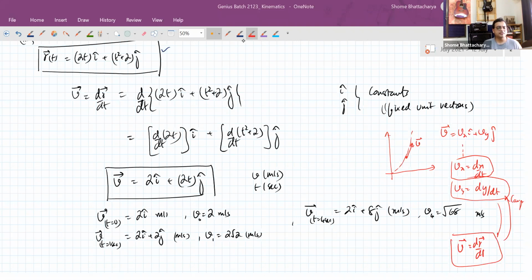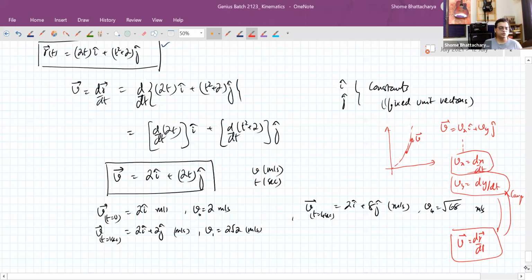Or likewise, if I had asked for acceleration now, then we would be differentiating the velocity, and we'd see that the x component of acceleration would be 0 because the x component of velocity is constant, whereas the y component of acceleration would be 2 because the y component of velocity is 2t. Okay, but anyway, this question ends over here.